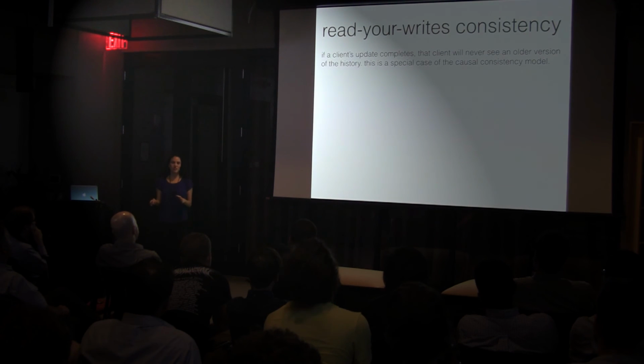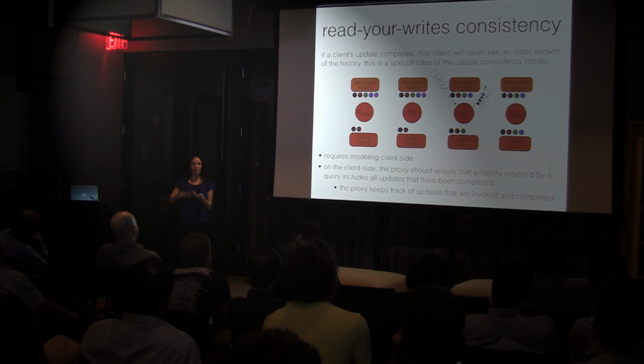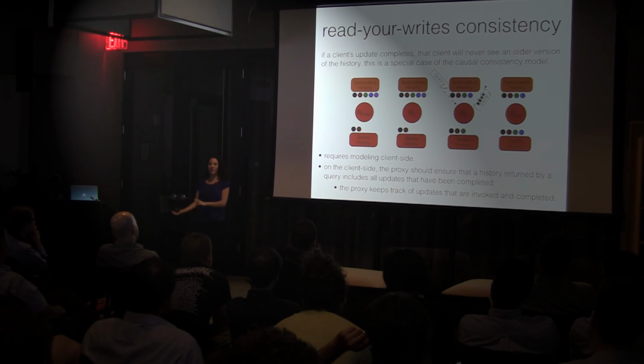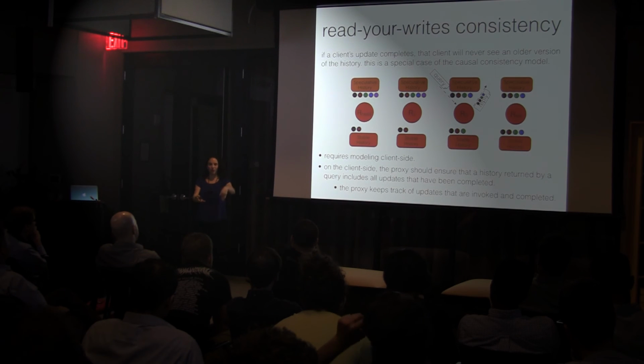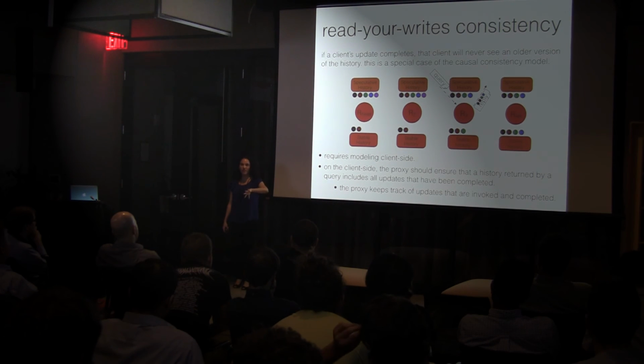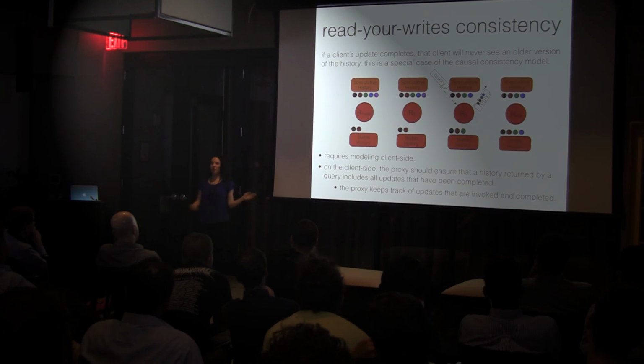Okay, so read your writes consistency. Again, this is implemented on the client side. The main idea is if an update is done, any read after that would have to include that update. So this is just a single client. This, again, requires modeling the client side. On the client proxy, you have to make sure that any history that is returned is a superset of the history that included the update that same client sent. So the proxy would have to keep track of the updates that are invoked and completed, and would not return to the client as long as all the invoked updates are not in it. But apart from that, you can read from anywhere. So a client can just read from any replica.